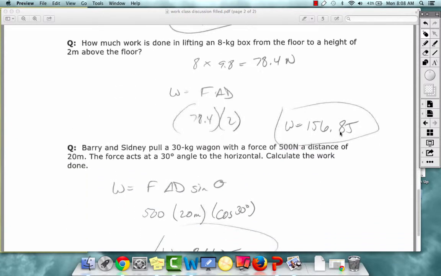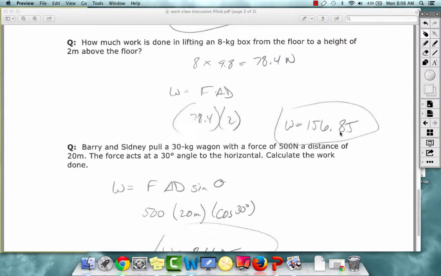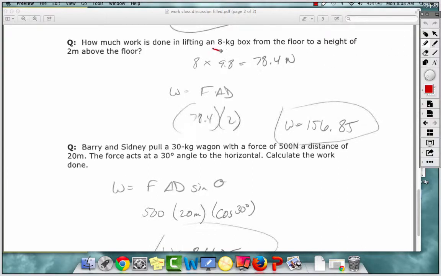Question: how much work is done in lifting an 8-kilogram box from the floor to a height of 2 meters above the ground? Well, the first thing is that the box has a mass of 8 kilograms. So I'm wondering what the force of gravity is upon that box. I take 8 times 9.8, because remember weight equals m times g. So 8 times 9.8 equals 78.4 newtons. I'm just finding out what the force of gravity is. I have to overcome that force of gravity to move this box upwards.